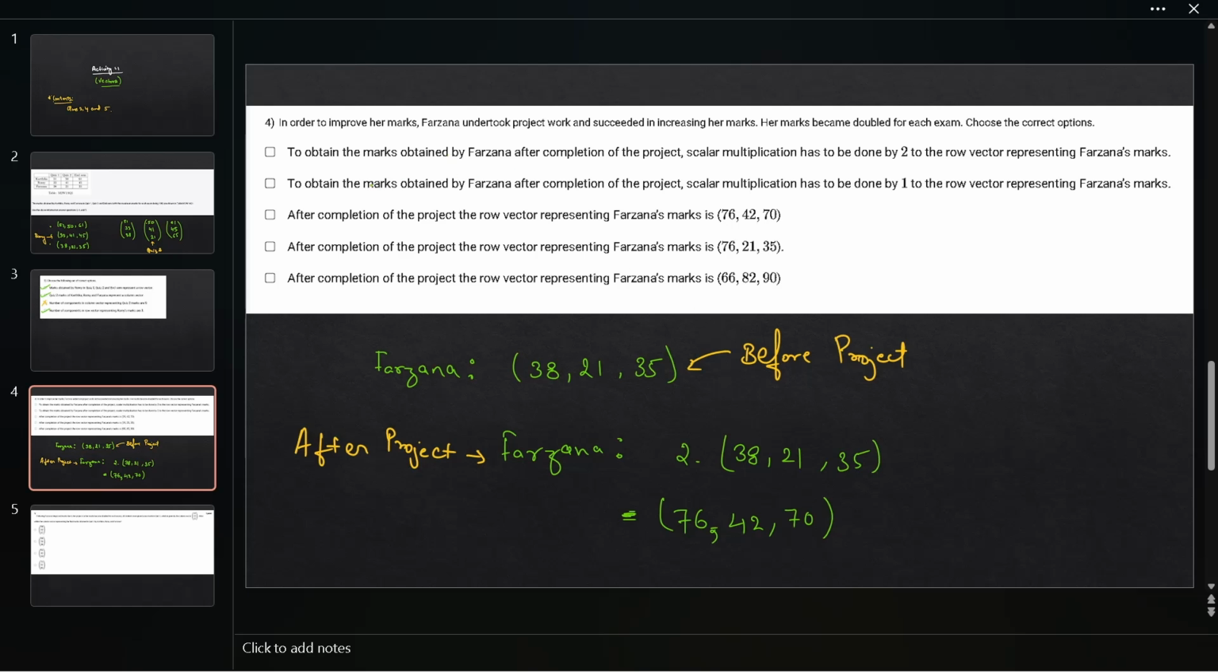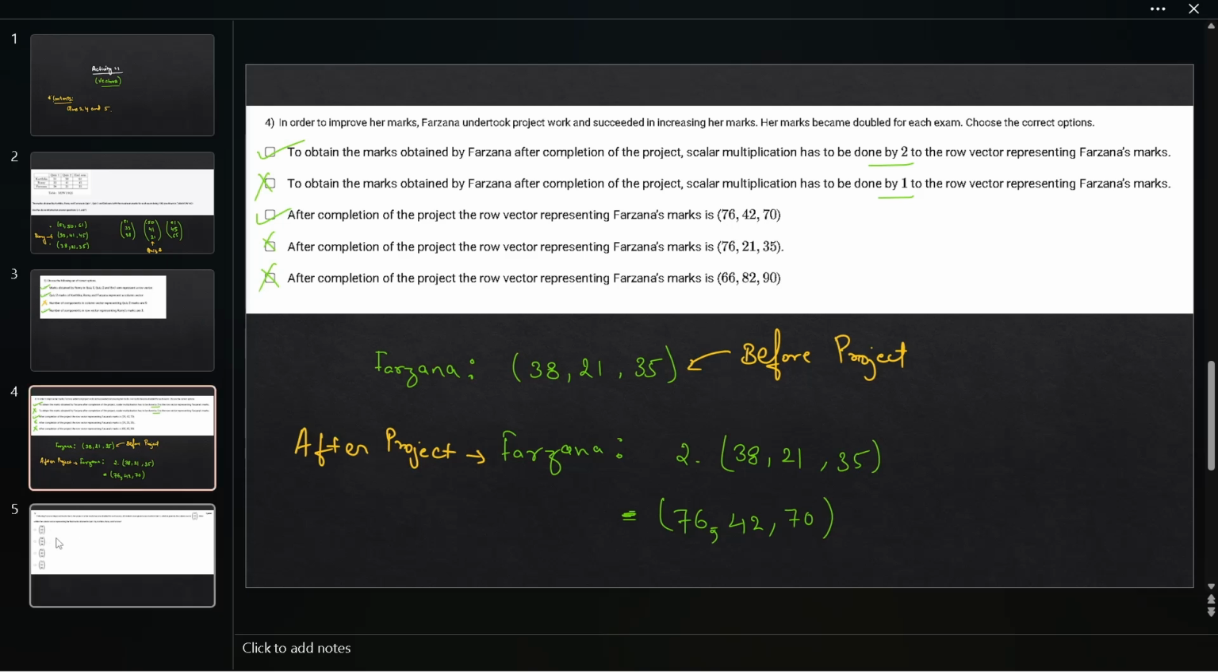In the first option, it is asked to obtain the marks obtained by Farzana after completion of the project. Scalar multiplication has to be done by 2 to the row vector representing Farzana's marks. So this option is correct. The second option is incorrect because here we are doing the scalar multiplication by 1, but we had to do it by 2. Now, after completion of the project, what would be the result? We saw the result would be 76, 42, 70. So option C is correct, whereas the other two options are incorrect. So this was the solution of question 4.